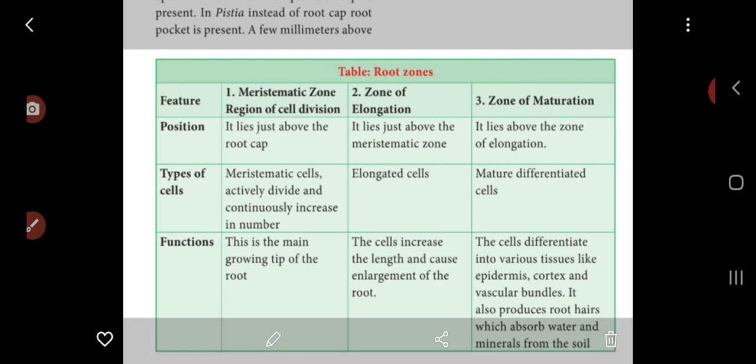It also produces root hairs, which absorb water and minerals from the soil. So already we know the functions of root hairs, that they absorb water and minerals, isn't it? From this zone only, what is present? Root hairs. So root hairs are produced from this zone. So what is the function of root hairs? Absorption of water and minerals from the soil.